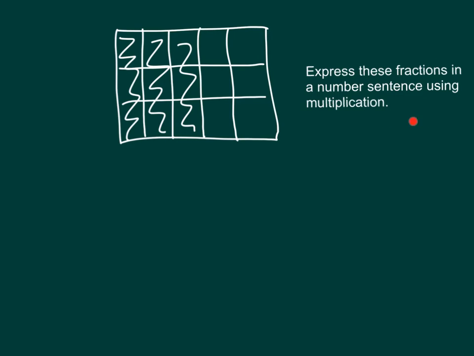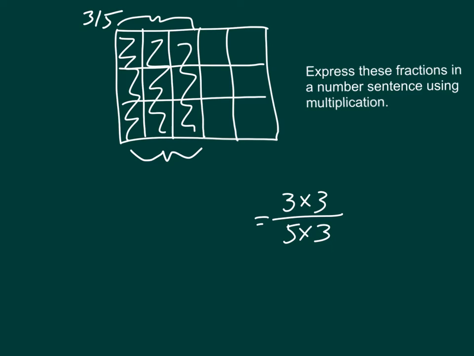Here we're asked to express these fractions in a number sentence using multiplication. Are you able to work this out? What did we start with here? It's 1, 2, 3, 1, 2, 3, 4, 5. So we had that fraction 3/5. It looks like we drew two lines here, so we tripled the amount, not only in the numerator, but also in the denominator. So we'll write out our multiplication sentence as well. 3 times 3 is 9, and 5 times 3 is 15.